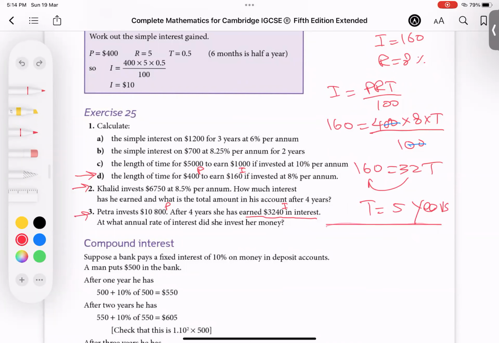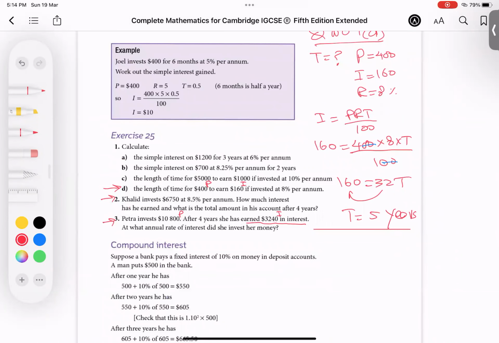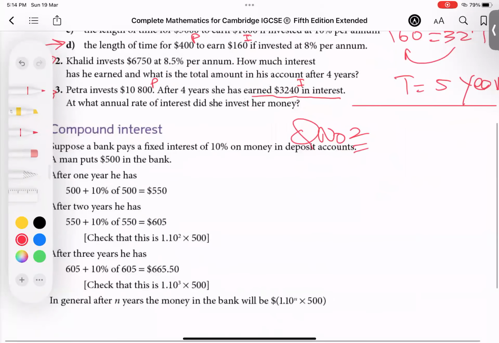So I believe this question is nothing hard. We have done 1D. Now I'm going to do question number 2, then I'll go for the third. Question number 2, what a story we have. Investment is 6750 for Khalid. I'm writing it here. So P is equal to $6750 and the rate of interest is 8.5.